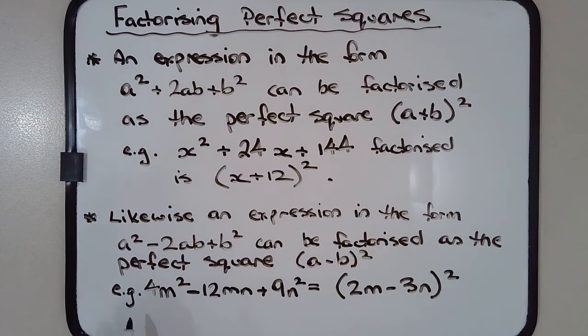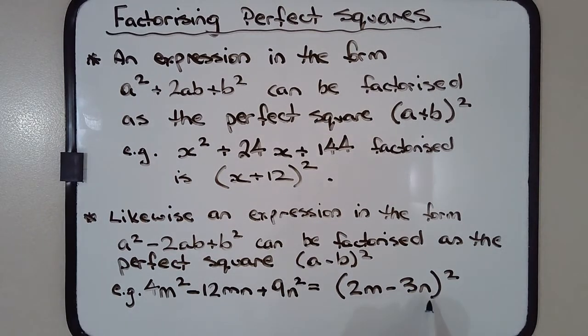As an example, 4m squared minus 12mn plus 9n squared. This one's a little bit trickier, but I wouldn't say much more difficult. Interesting to note that the first term and the last term are perfect squares in themselves. 4m squared, the square root of that is 2m. 9n squared, the square root of that is 3n. But we have a negative 12mn as part of the expanded expression.